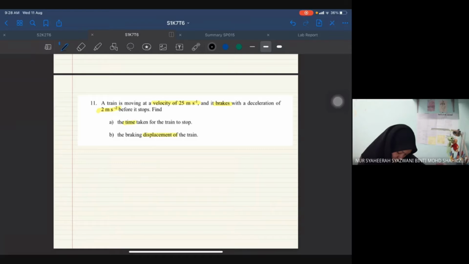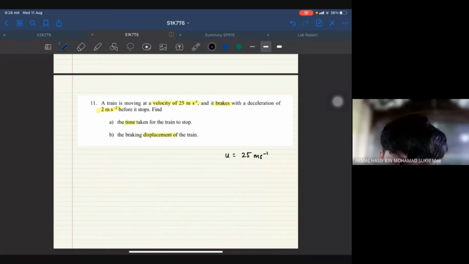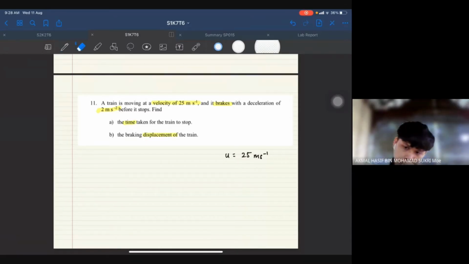Okay, a train is moving at a velocity of 25 meter per second. What quantity is that? U. Okay, so U equals 25 meter per second. To determine whether it's moving to the right or to the left, it's based on your drawing. So do you want to draw to the right or left? Right. Okay, so we draw it to the right. Drawing to the left is also fine, no problem.